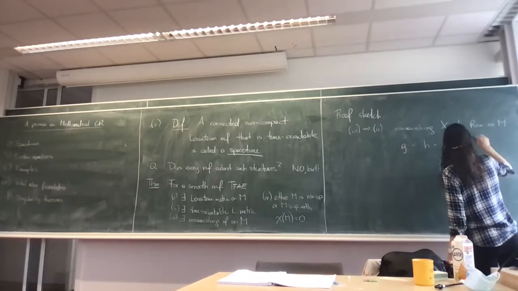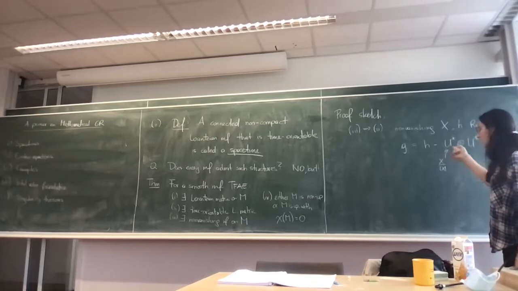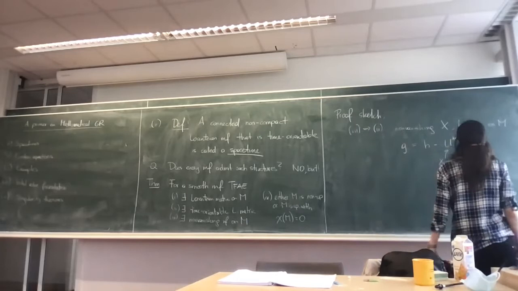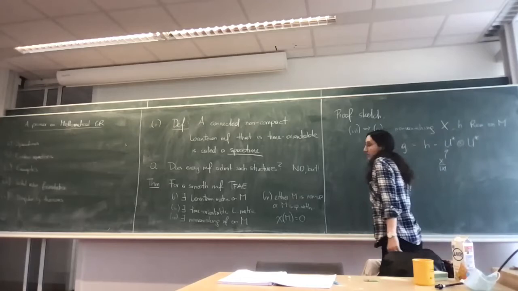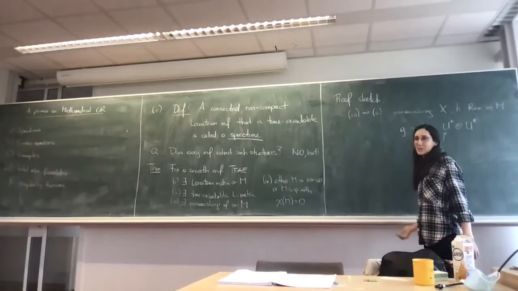And then one can show that this is a Lorentzian metric, and U is in fact a non-vanishing and time-like vector field for this g. And so we automatically have, by the definition of spacetime, a time orientation as well. Physically, you have the vector field, you put the metric and you imitate the Lorentzian one.